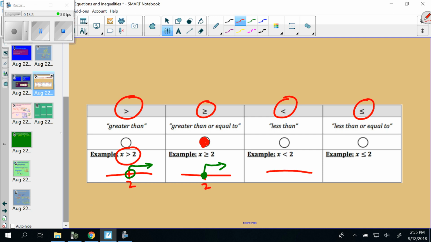On this one, if we're less than, now we're going to the numbers less than, which would be to the left. So going out that way. If it's less than or equal to, again equal to, now we want to fill it in again. So if we're graphing this one, we got 2 filled in, less than again would be the numbers going left.